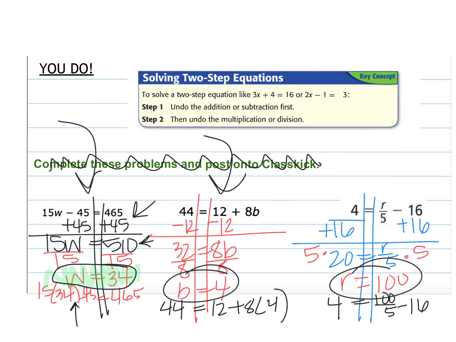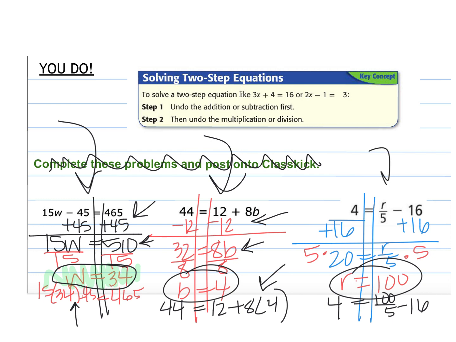Notice that my variable is on the right side, which means that I'm looking at the right side, and I'm subtracting 12 on both sides. And I lined it up right underneath where it goes. 12 minus 12 is 0, so then I'm left with 8b equals 32. Divide both sides by 8, and I get b equals 4. And there's my check.